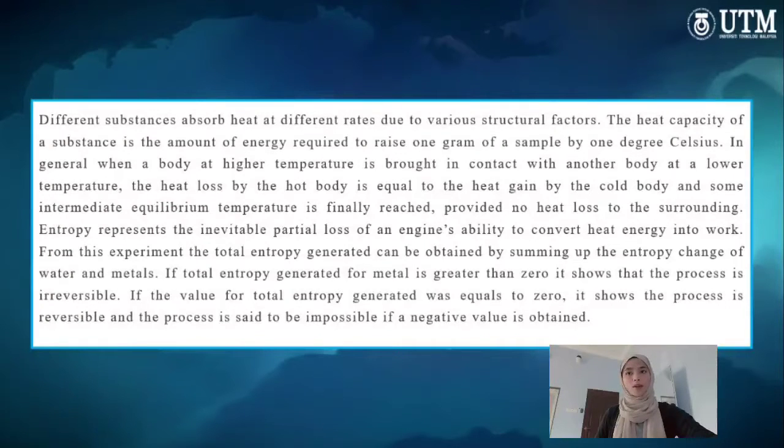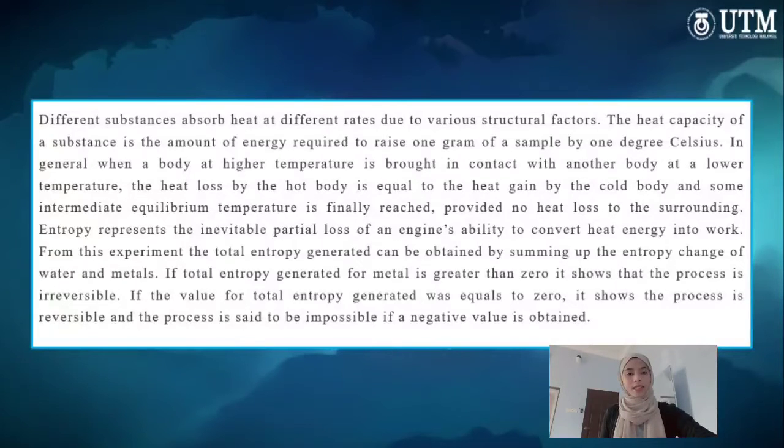Different substances absorb heat at different rates due to various structural factors. The heat capacity of a substance is the amount of energy required to raise 1 gram of a sample by 1 degree Celsius. In general, when a body at higher temperature is brought in contact with another body at a lower temperature, the heat lost by the hot body is equal to the heat gained by the cold body and some intermediate equilibrium temperature is finally reached, provided no heat loss to the surroundings.